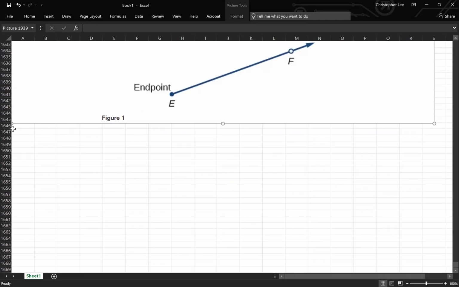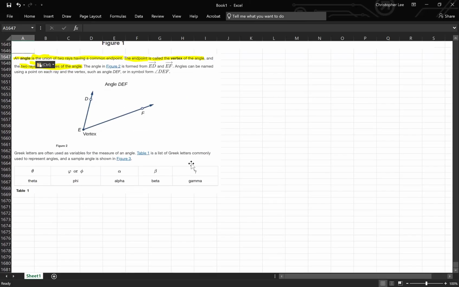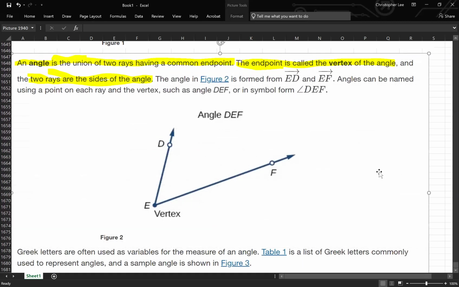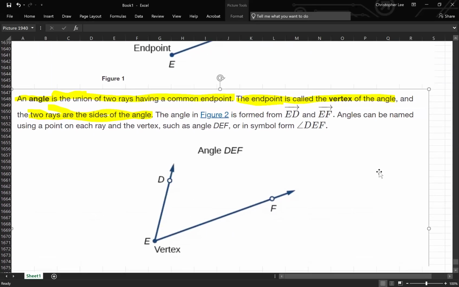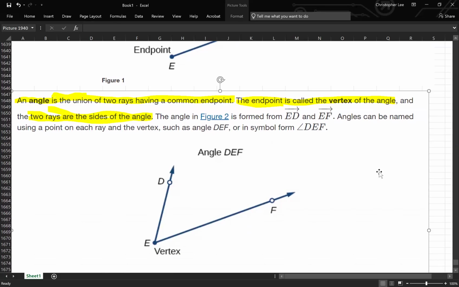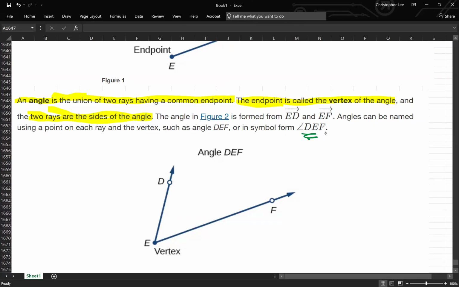So now that we know what a ray is, I'm talking about Ray Charles. Let's talk about what an angle is. An angle is the union of two rays having a common endpoint. The endpoints together are called a vertex, the vertex of an angle, and the two rays are the sides of the angle. The angle in this picture is formed from ray ED and ray EF. They both connect at E, making the vertex. Angles can be named using a point on each ray and the vertex, such as angle DEF. You can sometimes write it in a symbol form like this. A lot of times in textbooks, you're going to see it more like this. Just letting y'all know.